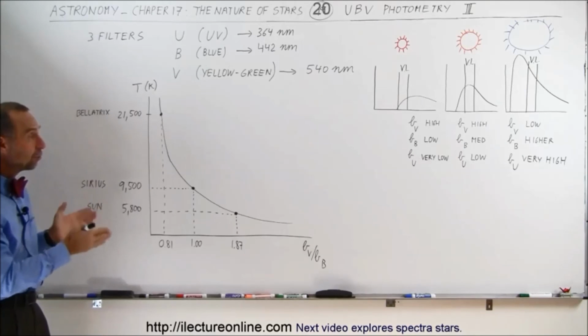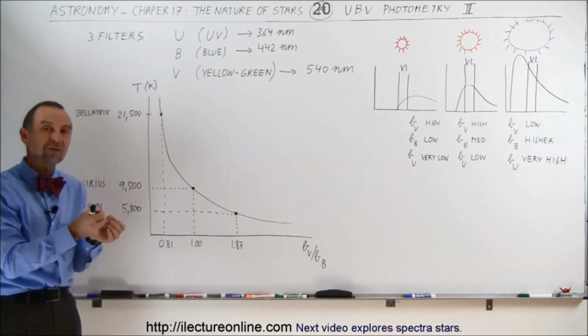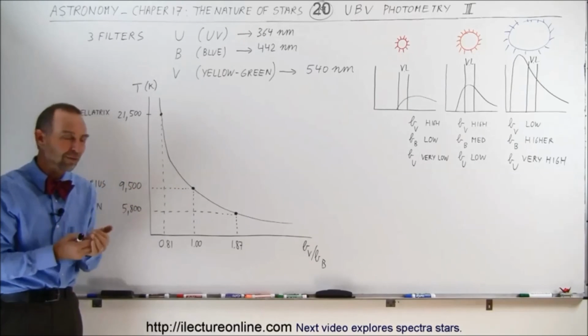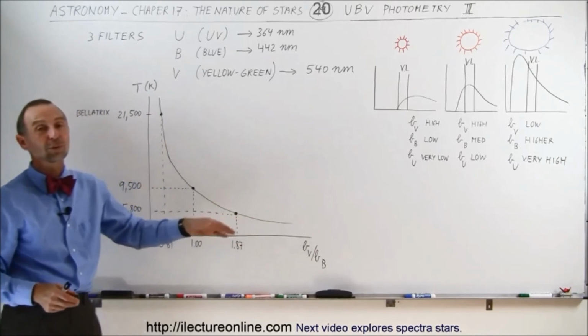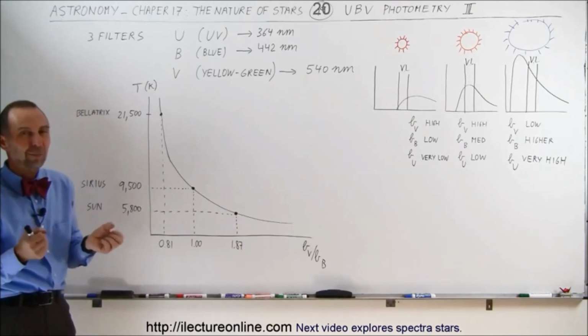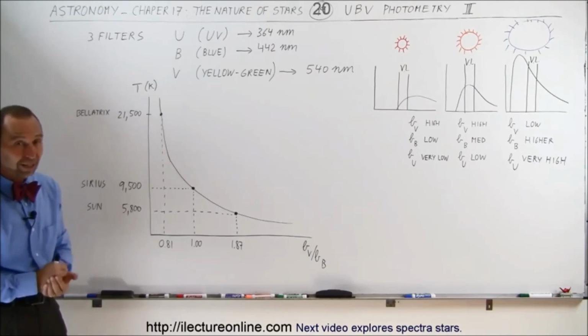So that's how we use what we call UBV photometry. We use the three filters. We look at the brightness of the star with the three filters. We do the ratios, not just visible to blue, but also blue to UV radiation. And from that, we can pretty well nail down the exact temperature and the exact color of the star. And that's how we do that.